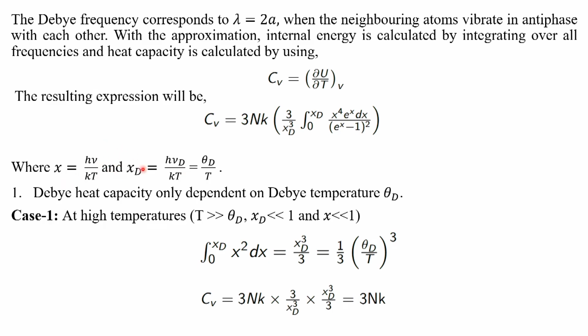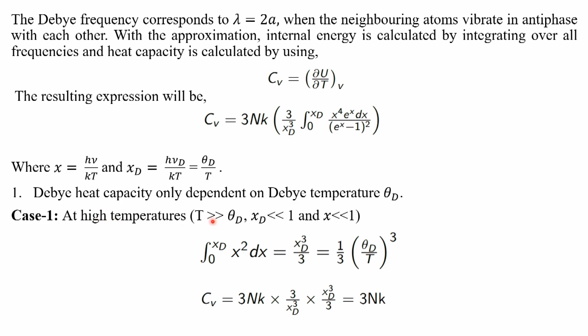Here xD is h nu D by kT, and like before, h nu D by k we consider as theta D, where theta D is the Debye temperature. Like the Einstein temperature, theta D is the Debye temperature. So Debye heat capacity is only dependent on the Debye temperature theta D. So case 1, at high temperature: Debye theory also reproduces Dulong-Petit's law. Let's see.